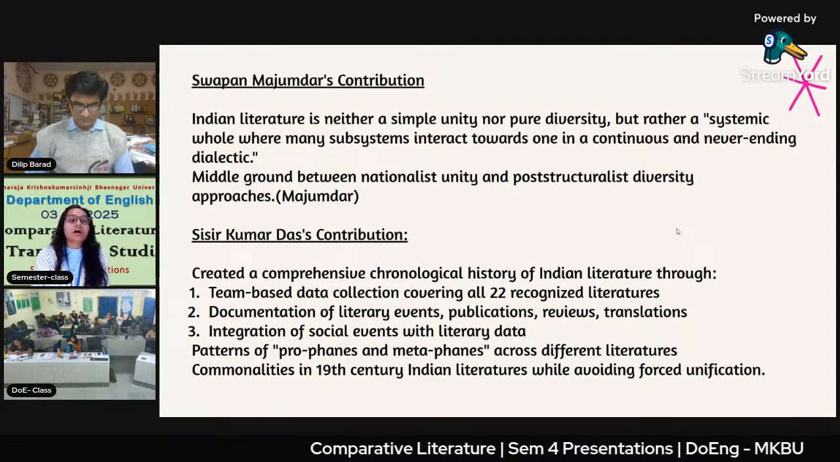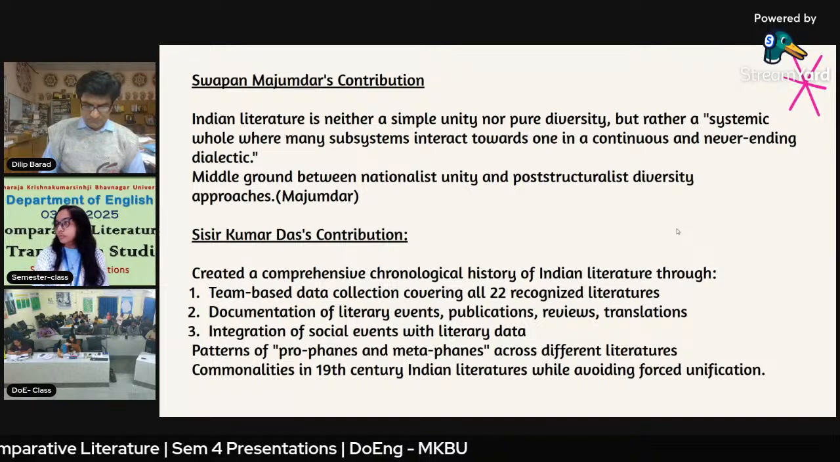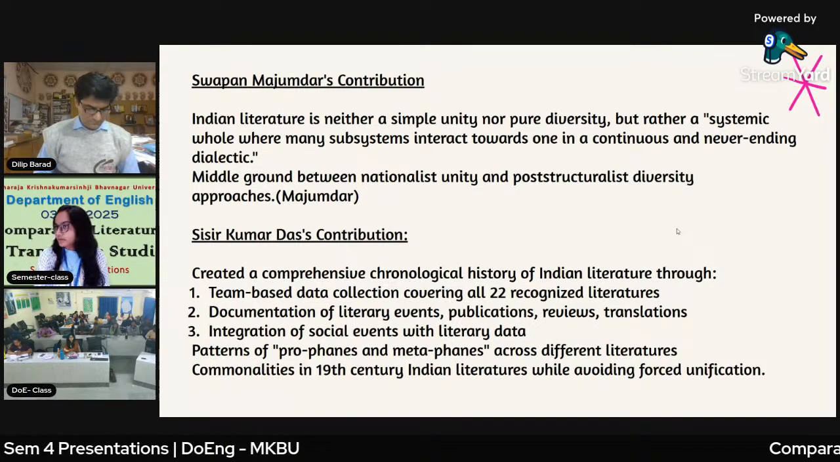Next in line, Amiya Dev used the argument of Sisir Kumar Das, and he also highlighted his contribution.